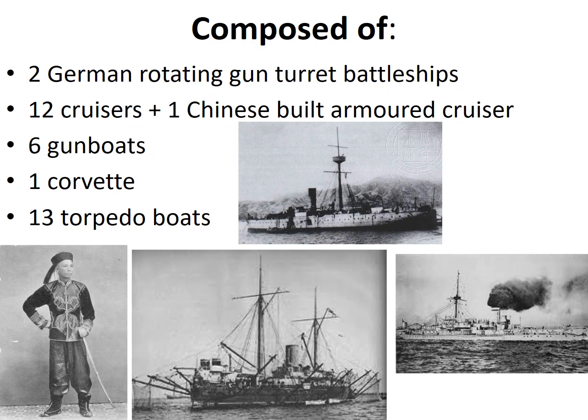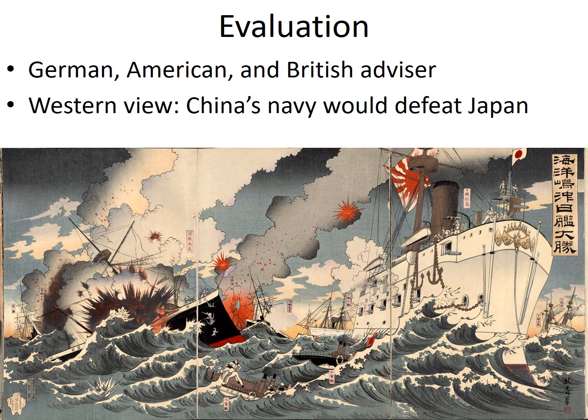So the fleet was composed of 2 German rotating gun turret battleships, which were very advanced for the time, 12 cruisers, and 1 Chinese-built armored cruiser. So the Chinese were investing in shipyards. There are 6 gunboats, 1 corvette, and 13 torpedo boats. And there you can see a Chinese sailor, and there were Western advisors that trained the fleet. So there were German, American, and British advisors, and some French ships that operated with or were allied near the Beiyang fleet. So the Western view was that China's modern navy would easily deter and defeat Japan. And so there was no anticipation of Japan moving successfully against China.